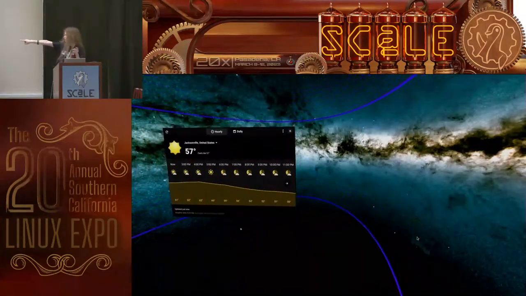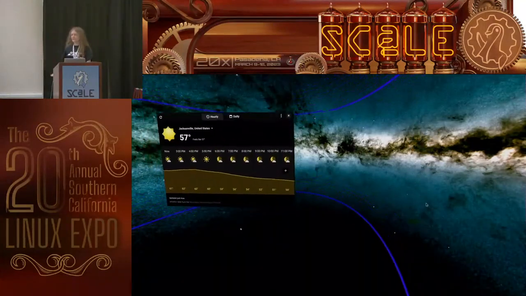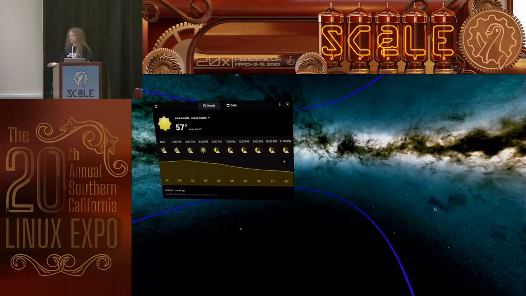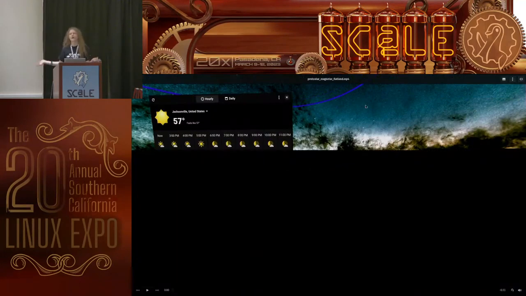So this is Flatland, for the record. Flatland is a way to interact with your 2D windows, similar to what a lot of other compositors do, similar to what a lot of other XR desktops do.